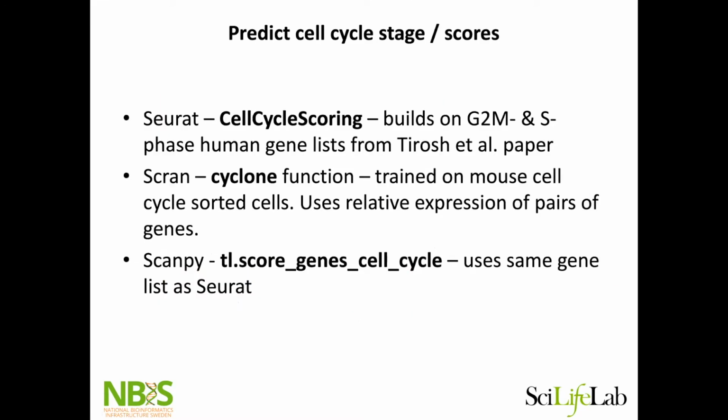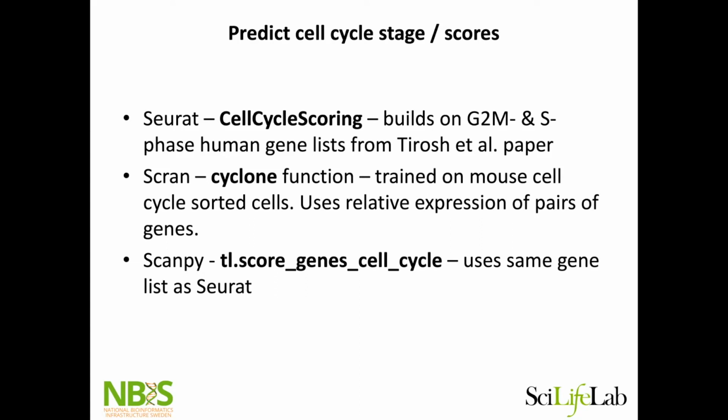So one part is to try to predict cell cycle. We already did this in the QC lab. In Seurat, we have the cell cycle scoring function that takes a list of human cell cycle markers for G2M and S phase, and basically just calculates how highly expressed a set of genes is versus a random set of genes per cell. And then it does the same for the S phase genes.